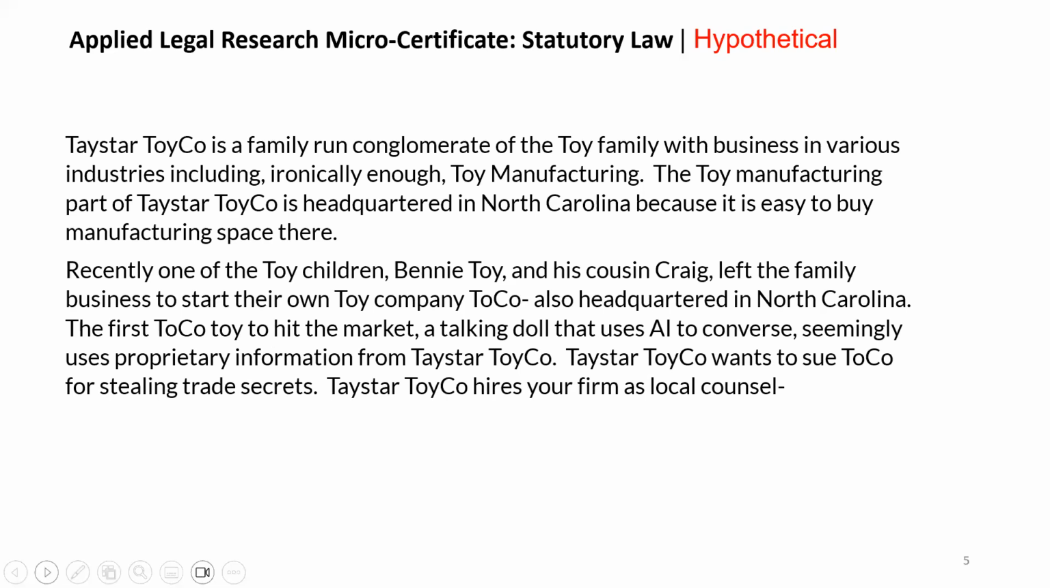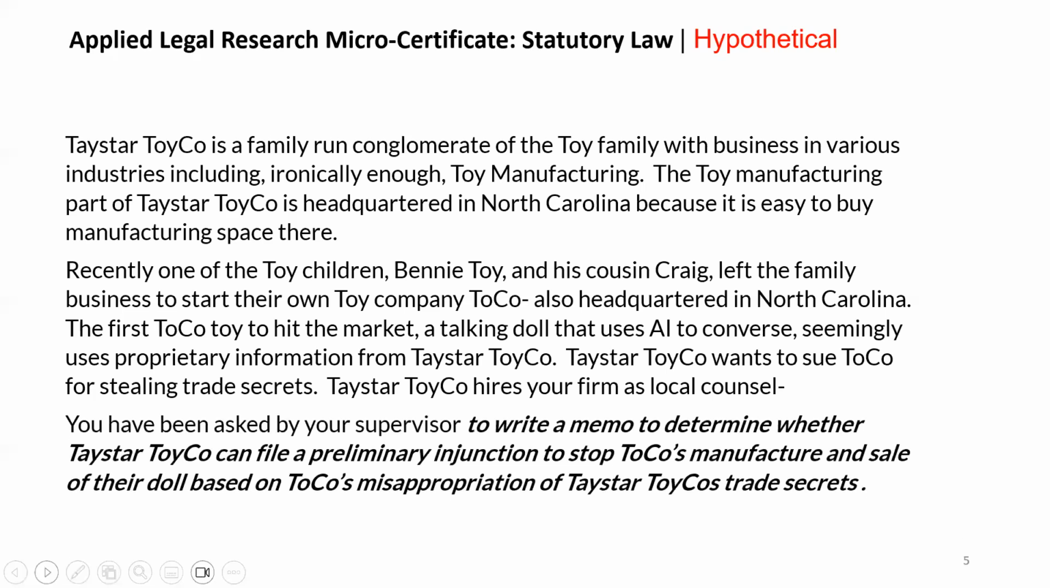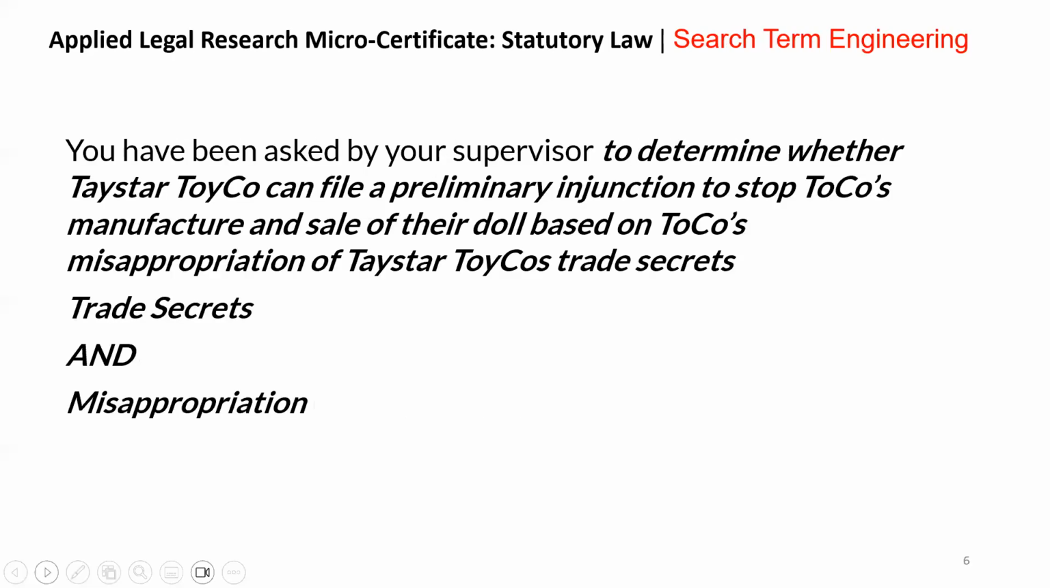The first Toco toy to hit the market, a talking doll that uses AI to converse, seemingly uses proprietary information from Taystar Toy Co. Taystar Toy Co. wants to sue Toco for stealing trade secrets. Taystar Toy Co. hires your firm as local counsel. You've been asked by your supervisor to write a memo to determine whether Taystar Toy Co. can file a preliminary injunction to stop Toco's manufacture and sale of their doll based on Toco's misappropriation of Taystar Toy Co.'s trade secrets. To answer this question, you want to find and interpret the relevant statutes in your jurisdiction.